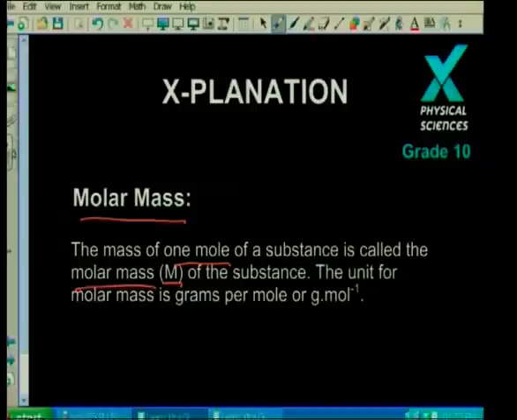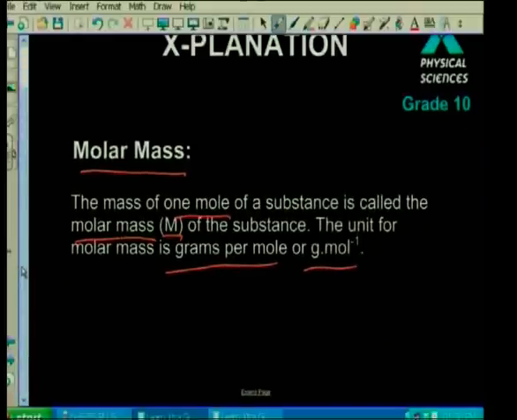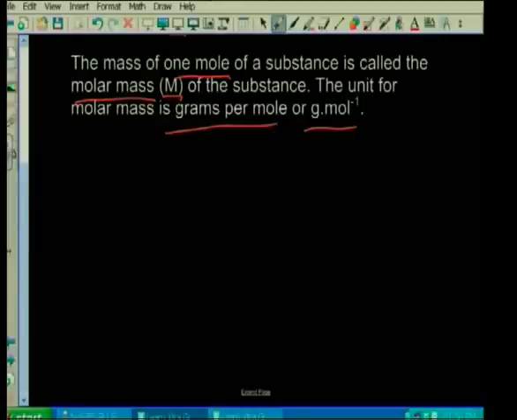It has a symbol M, and it has got special units called grams per mole, written like that, g·mol⁻¹. So let's do one example just as an idea so you can get it. We're going to calculate the molar mass of a substance like sulfur dioxide.